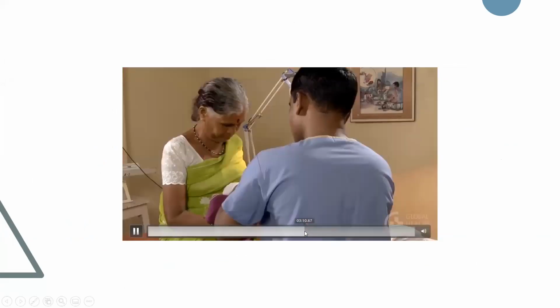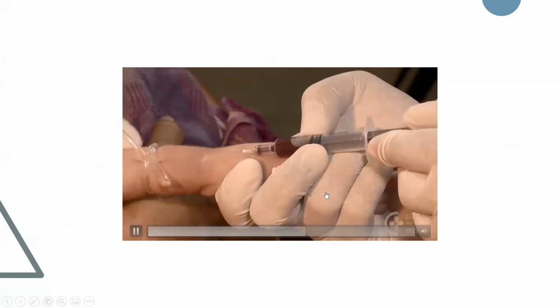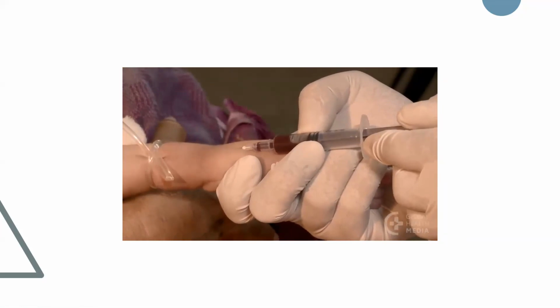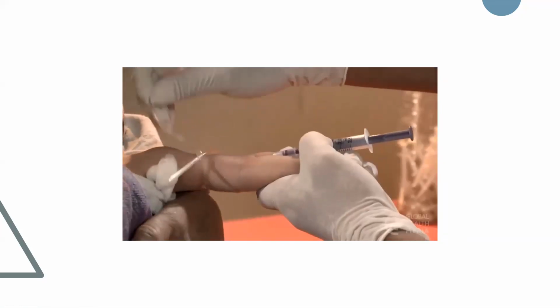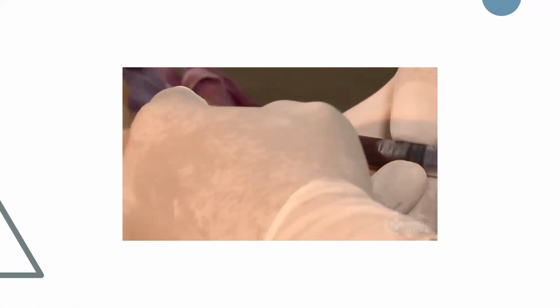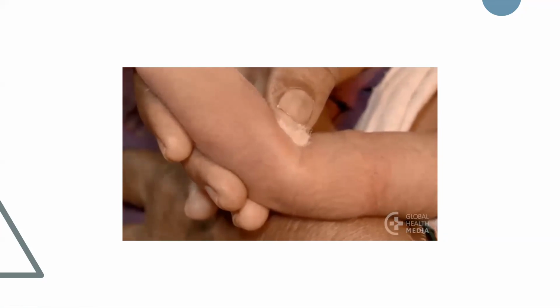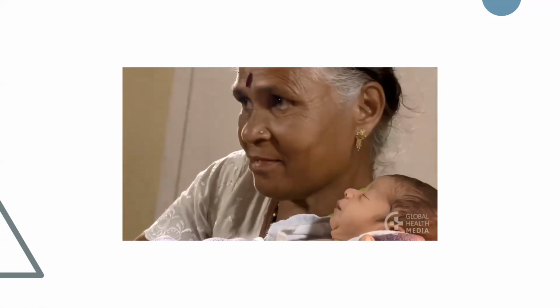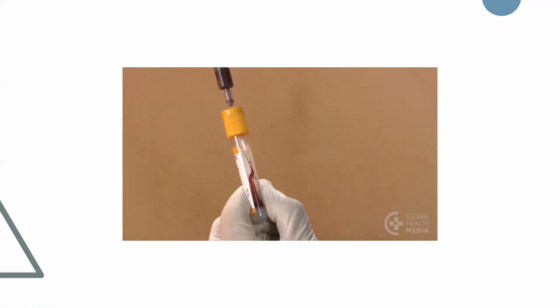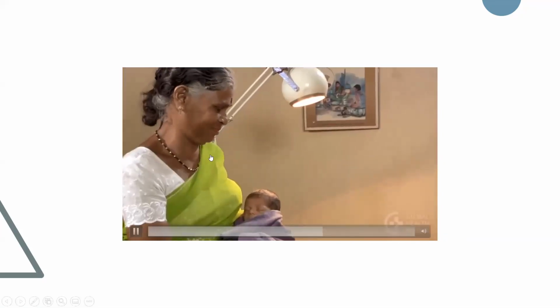Way to draw blood. Draw up the amount of blood you need. Release the tourniquet. Remove the needle and cover the site with a cotton ball. Fill the labeled tube and safely dispose of the needle.